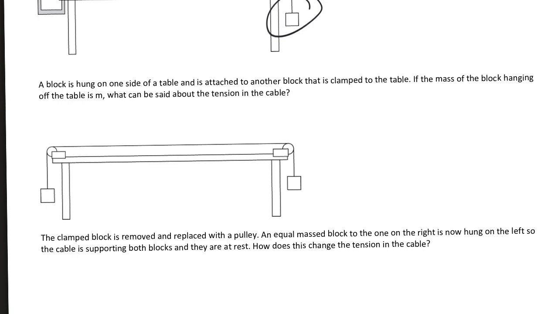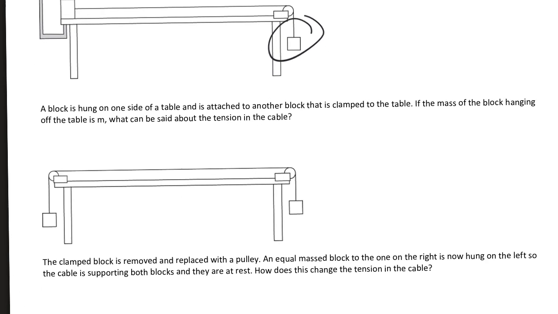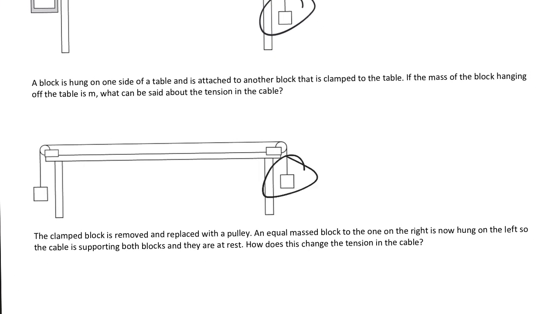So, it's important to realize that just because there's 2 blocks there doesn't mean that somehow the tension in the cable is any different. I still focus on 1 block and only 1 block when I'm considering what's going on with the cable. We don't ever consider the cable as a whole. We've never made a free body diagram for the cable. We've only made free body diagrams for individual objects. So this 1 block on one side can tell us the answer to the tension in the cable.